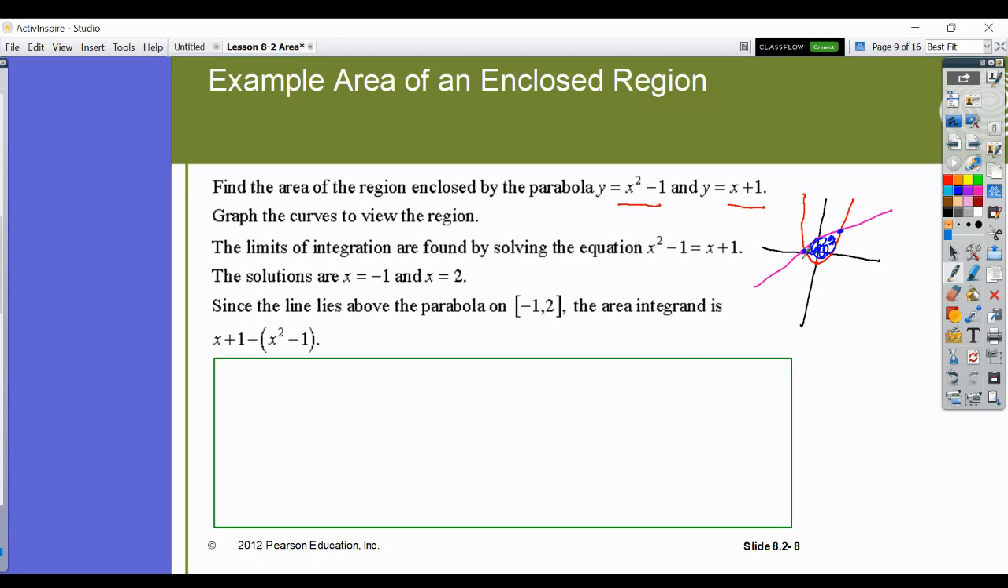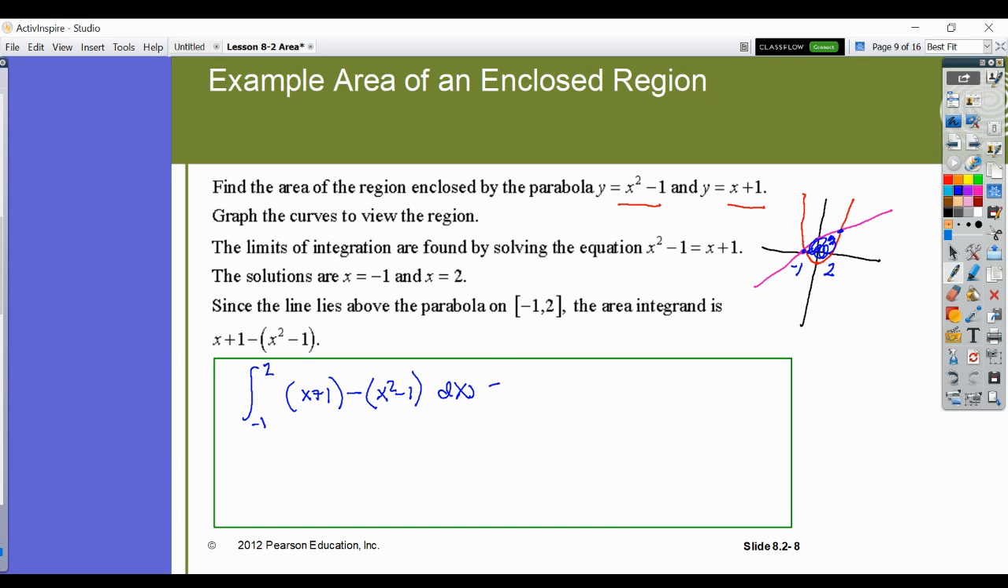So you can probably tell from my little picture, but you could also solve them by setting them equal to each other and solving. But this is at -1 and this is at 2. So this point up here at the top is 2, I believe. So we're going to integrate from -1 to 2. And the graph that is on top is the line. So my line is x plus 1. And I'm going to subtract my parabola, which is x squared minus 1.